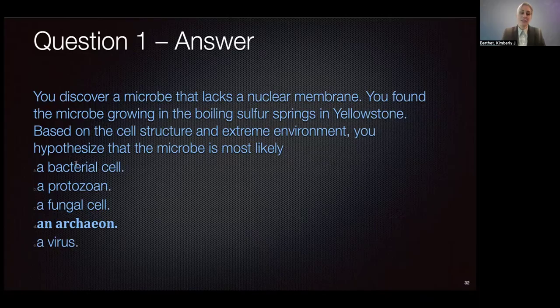So the other thing that divides bacterial cells and archaea is the fact that we found it in extreme environment. So archaea are found in extreme environments. Bacteria can be as well, but most likely archaea.